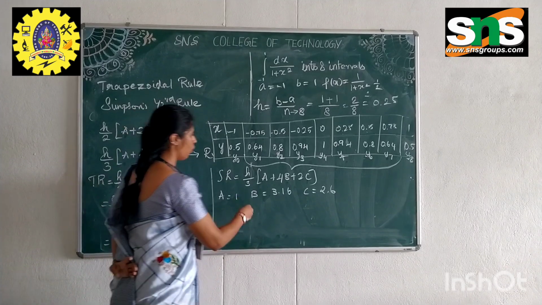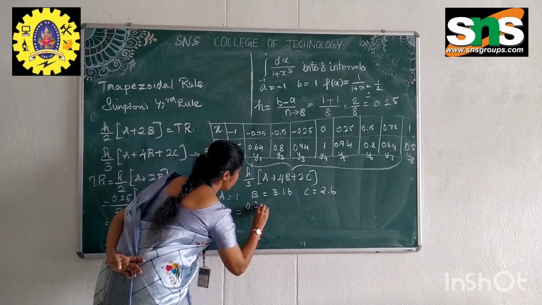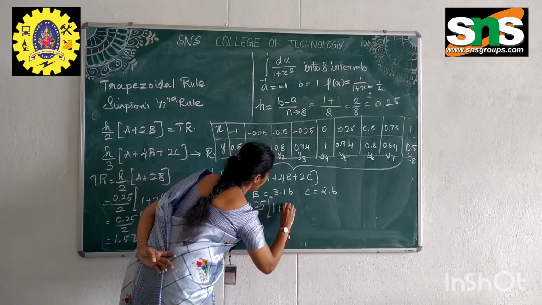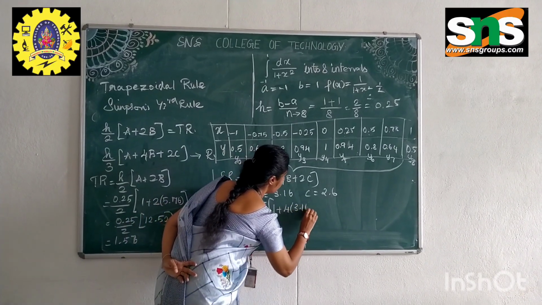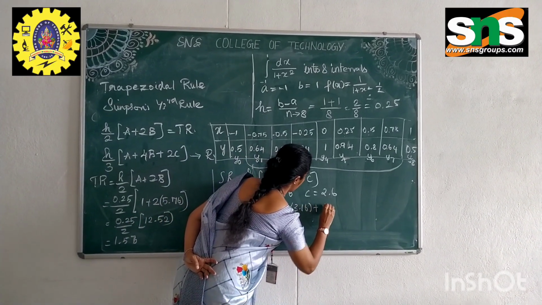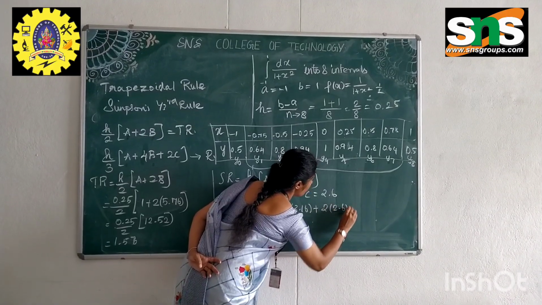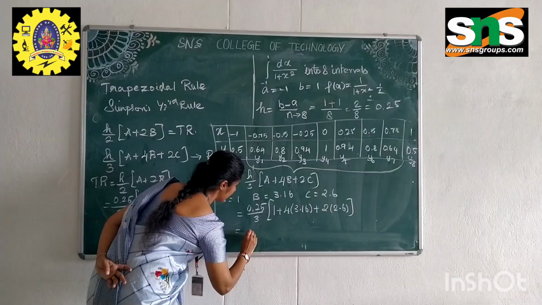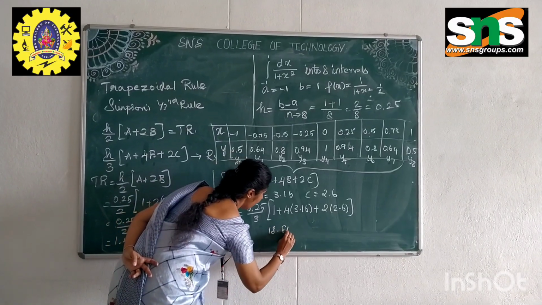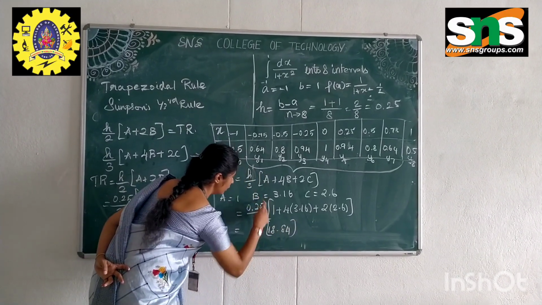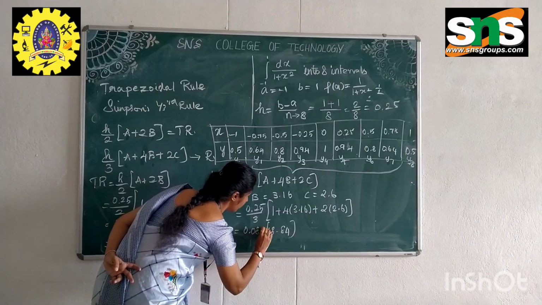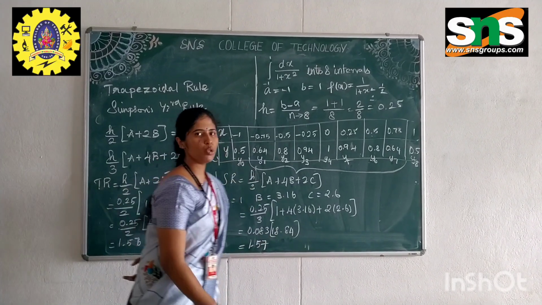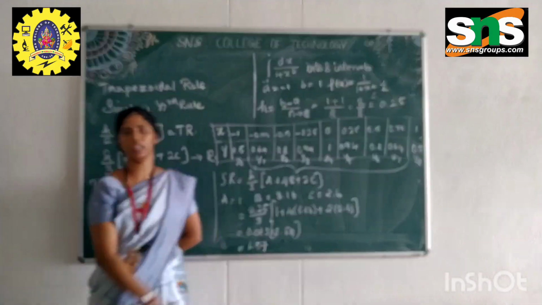Now we are going to apply all the values here. 0.25 divided by 3 into [a value is 1 plus 4 into 3.16 plus 2 into 2.6]. On adding the sum of these values, we get 18.84, and on dividing, we get 0.083. So on the whole, we get 1.57. And we say that Simpson's rule is more efficient than the trapezoidal rule.